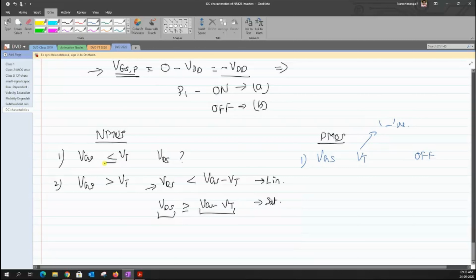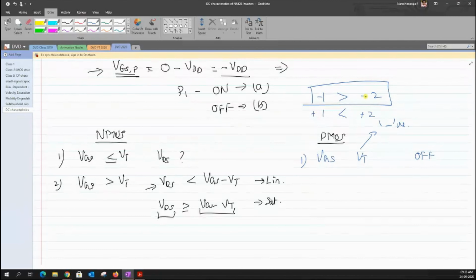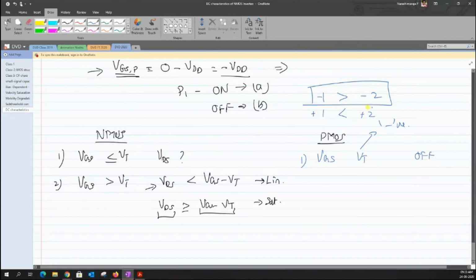VGS greater than VT, I guess. Yeah, you see, -1 is more compared to -2. So this is exactly opposite to the case when I have a positive value. Since we are comparing negative values, the smaller negative value is higher than the most negative value. So if I want to turn off the device, I want this VT to be more negative than the negative value of VGS.